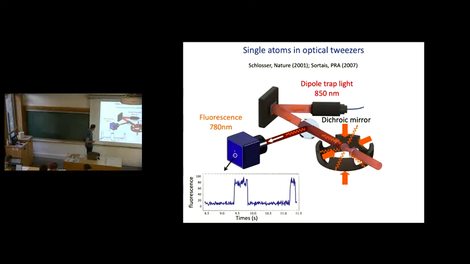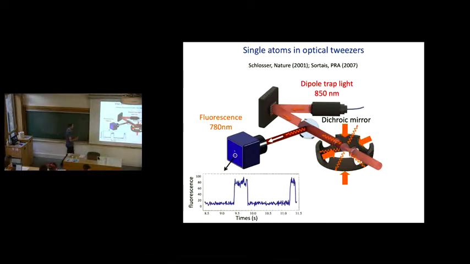So essentially it means that you start from a background, and at some point one atom enters in the trap. It tells you, hey, I'm here, you can start the experiment. You keep it for several seconds, up to 20 seconds typically. And then at some point you lose the atom. The striking feature is that you never have double steps, which is to say that you either have 0 atoms or 1, but almost never 2 at the same time.